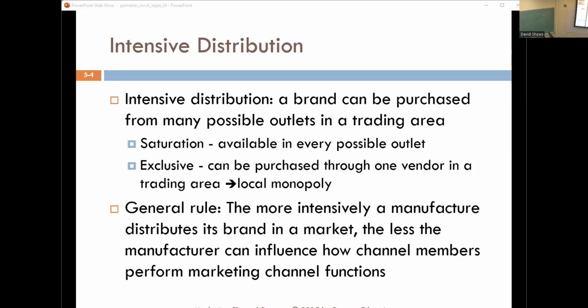Now, the difficulty with intensive distribution is every good eventually reaches what's called a saturation. In essence, you have no other place or no other location. You have so many places and locations that you actually start hurting the dealers who are investing in your particular product.